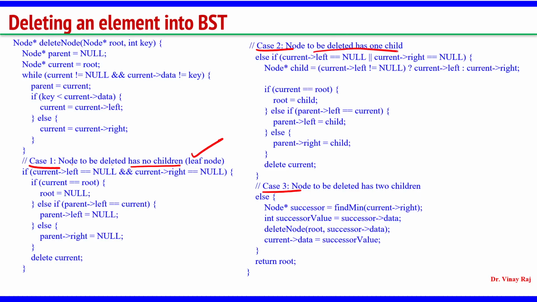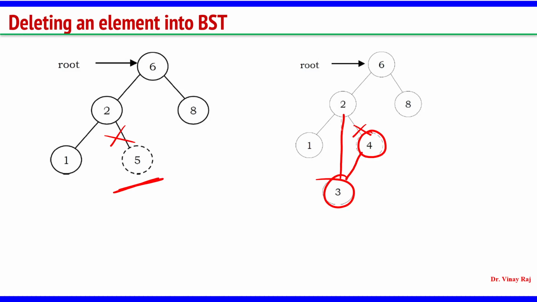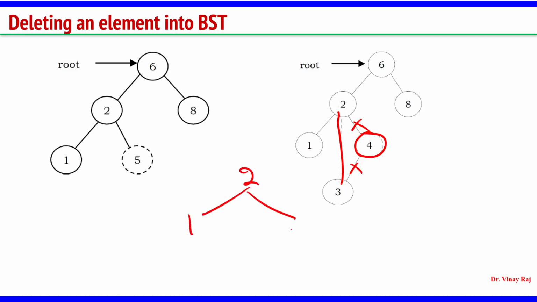Node to be deleted has one child, it is also a little simple like this case. If you see this diagram here, I want to delete 4 which has one child. So you break this connection, form this connection, then break this connection. So the tree becomes 2, 1 here and 3 this side. 4 has gone. That is simple.